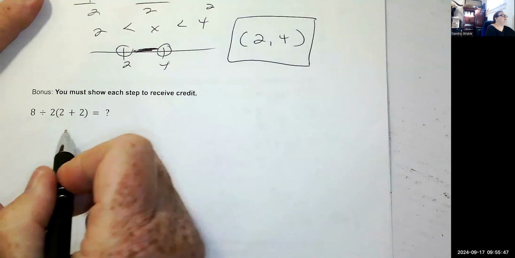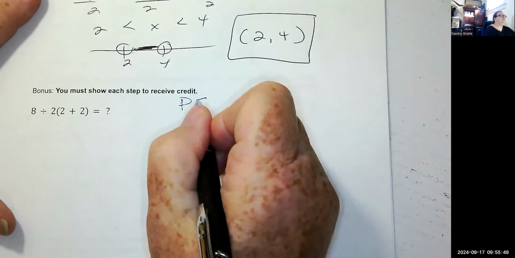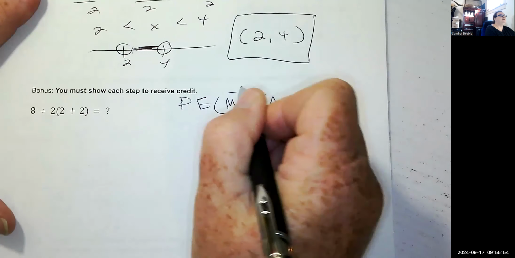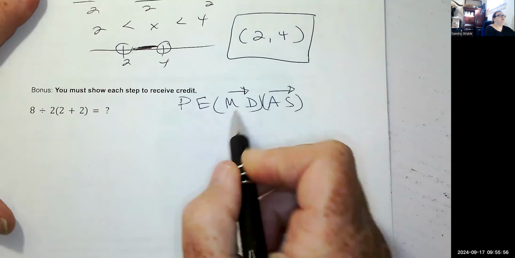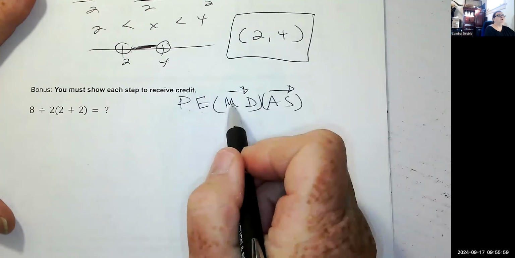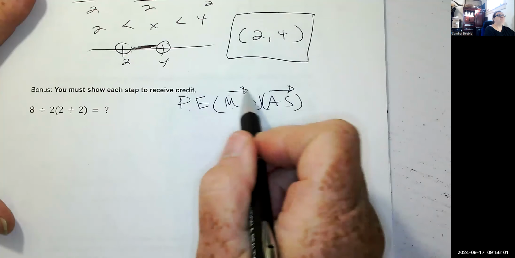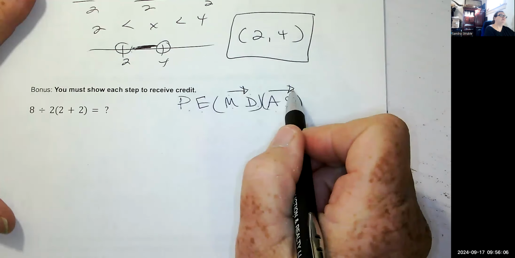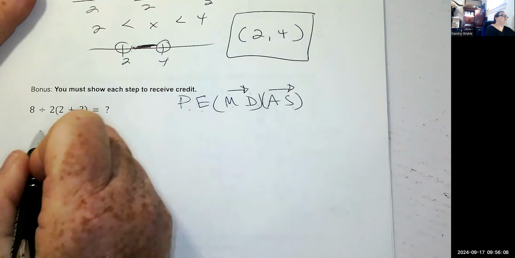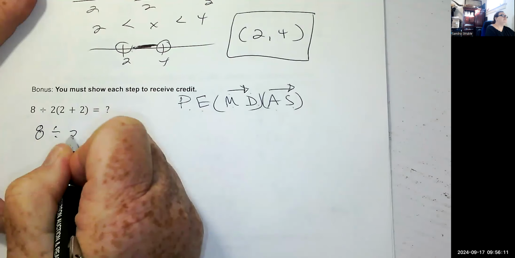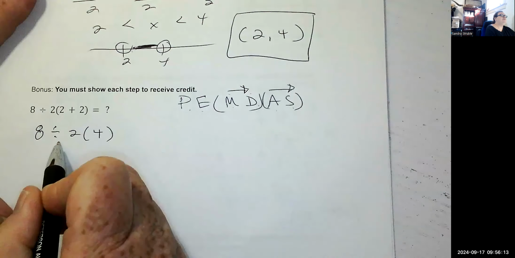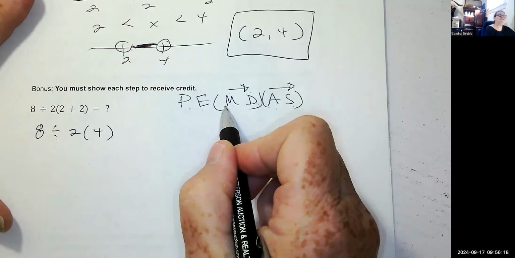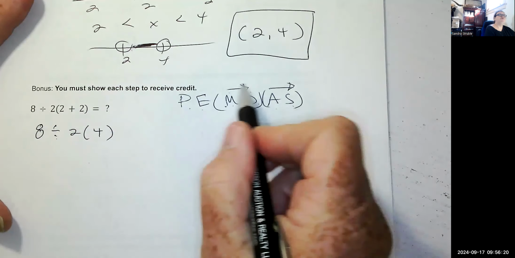And last one. So order of operations is PEMDAS. The thing that people forget is this. Parentheses, exponents, multiplication and division, whoever comes first from left to right. Addition and subtraction, whoever comes first from left to right. So parentheses first. Now we have division and multiplication. Some of you thought that multiplication came first. It does not. It's whoever comes first from left to right.